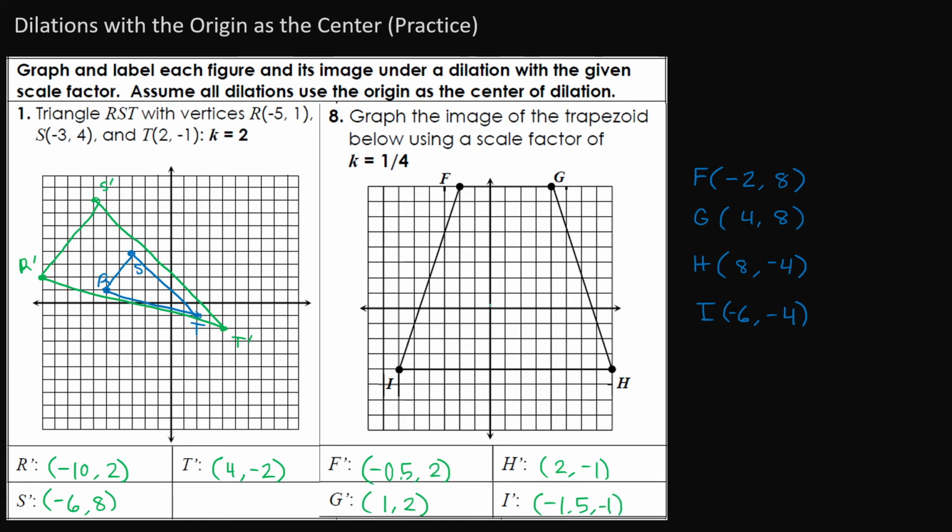So I'll plot all of these points. Negative 1/2, positive 2 is F prime. G prime is, sorry, it's 1, 2. Here's G prime. H prime would be 2, negative 1. And I prime would be negative 1.5, negative 1. And so here is my trapezoid, 1/4 of the size of the original.